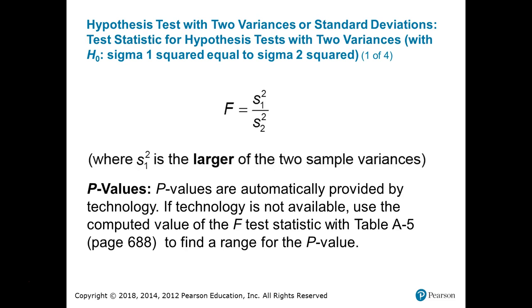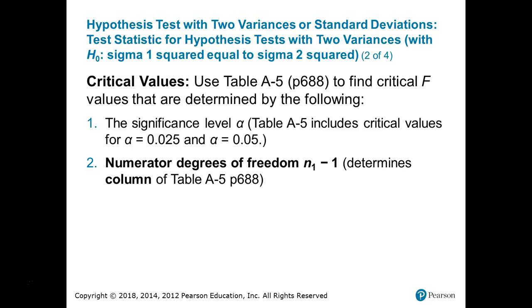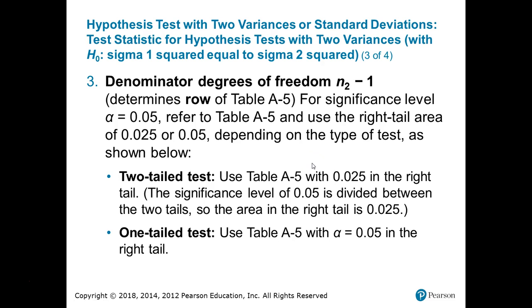I'm actually going to make a homework question on that because I think that's a good analysis that you should be able to make. So p-values are automatically generated by technology, or you can use table A5. A5 is found on page 688 to find the range for the p-values. Critical values are a similar concept. You can find them by using table A5 and then using the significance level with the number of degrees of freedom being n1 minus 1. Notice we're using n1 here.